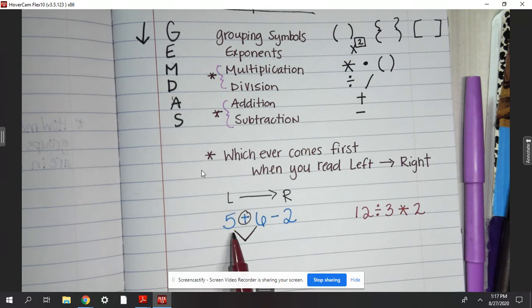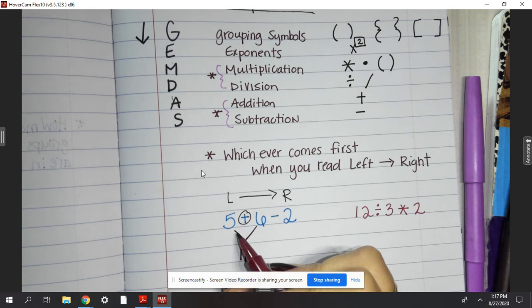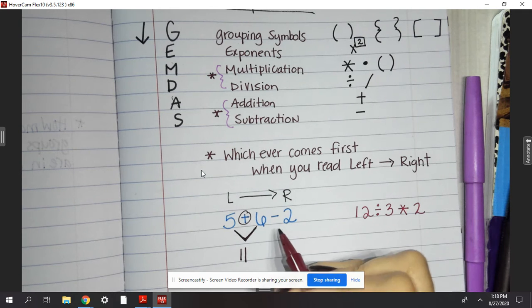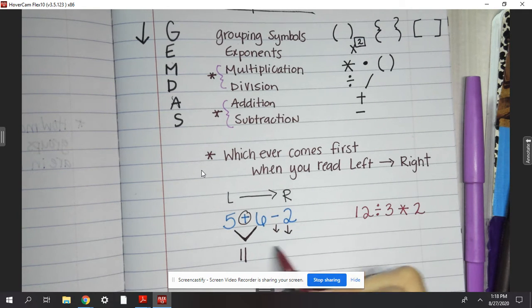Okay, so then I have 5 plus 6. Well, what is 5 plus 6? That is 11. So this little caret that I'm putting here tells me that this is what I did first. I solved it, and I have 11. When you are finished, you're going to bring everything down that you did not use. So I did not use the minus 2.